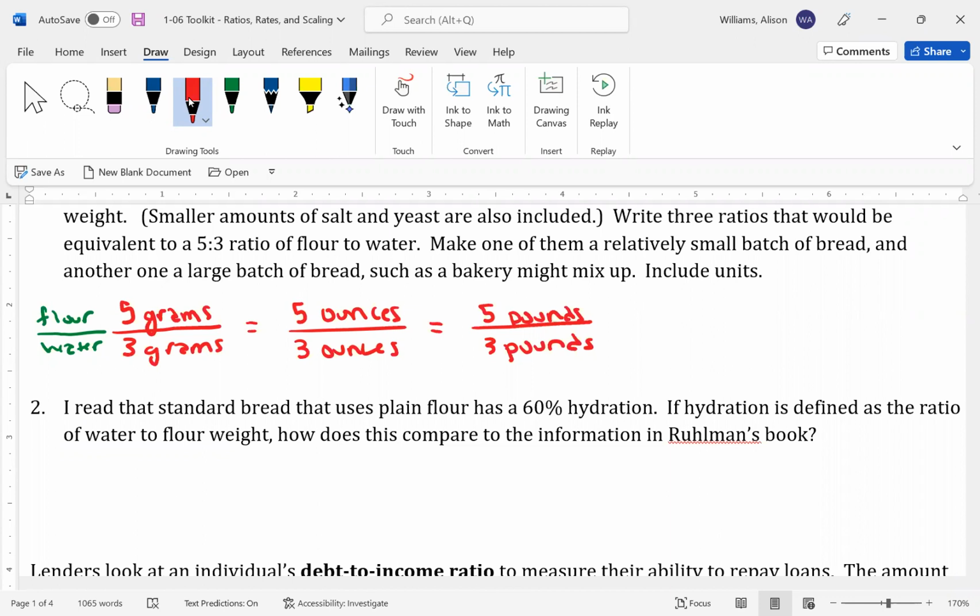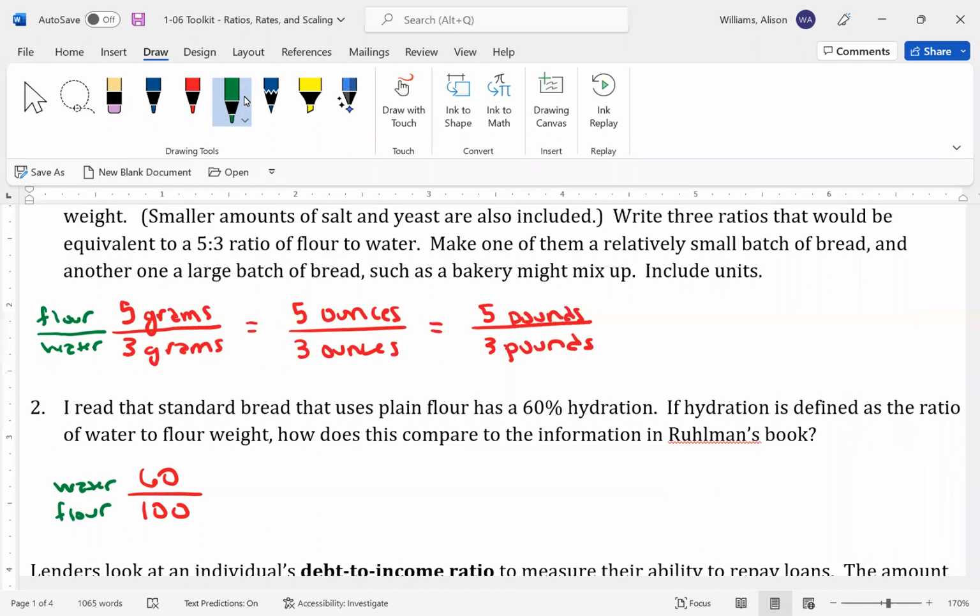When we're talking about percentages, percentages are out of 100. So they're talking about 60 out of 100. But for their comparison, they're comparing water to flour, so they're actually doing it in reverse. Let's see how this compares to Ruhlman.